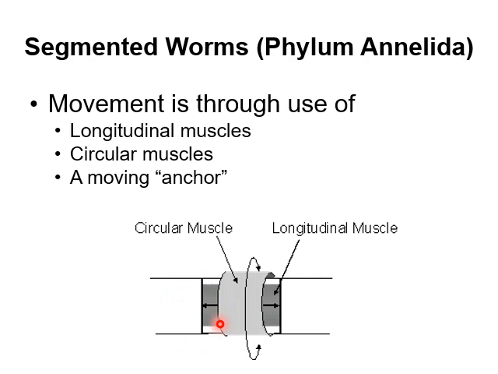And what essentially they do is, by contracting and releasing, contracting and releasing circular muscle and longitudinal muscle, that makes a small anchor that will kind of hold the body in that place. And then by moving the anchor along the length of the body, that's how they push themselves forward through the sea floor or over the surface of the sea floor or however they move. So they make this moving anchor thing that pushes them forward.